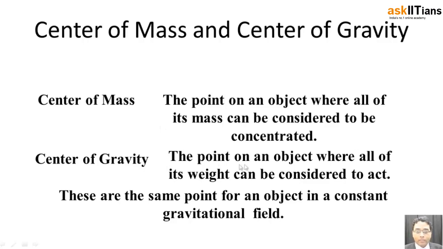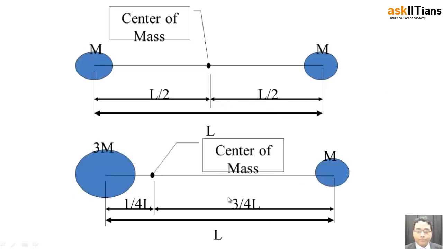Center of gravity is a point on an object where all of its weight can be considered to act. Generally, the center of mass is at the same point as the center of gravity. So these are the same point for an object in a constant gravitational field. If the gravitational field varies, obviously the center of mass may not exist at the same point as the center of gravity. That is a point of concern, but only in the case of a variable gravitational field, not in other cases.